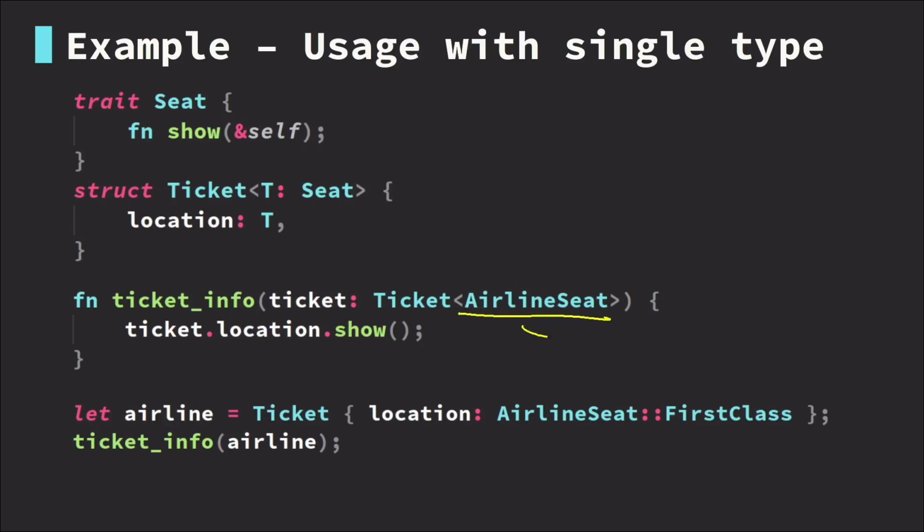So right here, this airline seat, that's going to be the T for our structure. Since airline seat implements the seat trait, we can use it within the structure here. Using this function is straightforward. We just create a new ticket, set the location to an airline seat, and we just call the function with our ticket. There's no special syntax that is needed for this simple case. Note that while the ticket structure here is generic over any seat type, the function that we have here only accepts tickets that are an airline seat type of ticket.